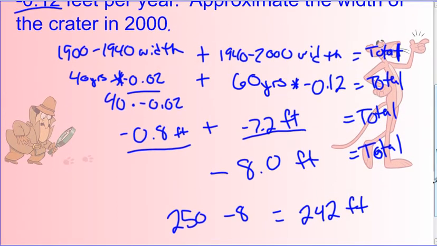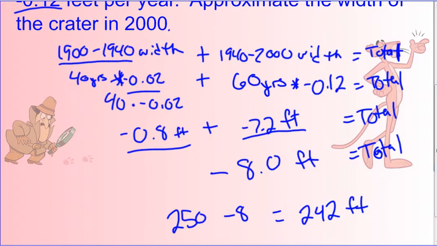Was that a pretty involved problem? Yeah. You had to write out your verbal model and make sure you had a good verbal model. You had to understand in your verbal model that this was 40 years and you had to take 40 times how much the change was each year. And then the same thing for the 60, and you found the total change in feet. Then you said, okay, well, if the change was negative 8 and it started at 250, and changed by negative 8, it's now 242. Hopefully that makes sense to you.